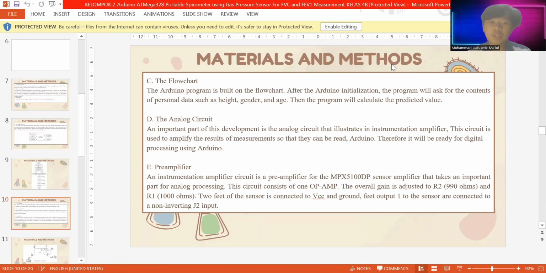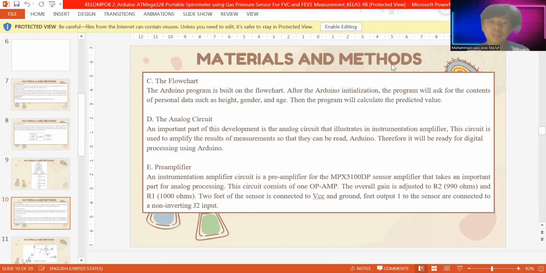The analog circuit. An important part of the development is the analog circuit that illustrates an instrument amplifier. This circuit is used to amplify the result of measurement so that it can be read by Arduino. Therefore, it will be ready for digital processing using Arduino.